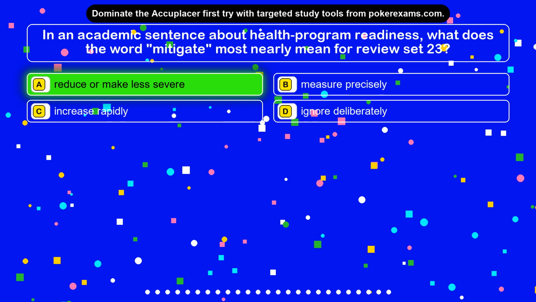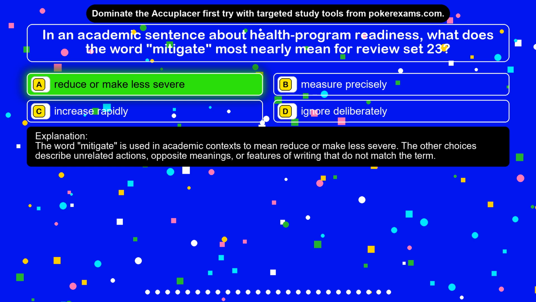The correct answer is option A. Reduce or make less severe. The word mitigate is used in academic contexts to mean reduce or make less severe. The other choices describe unrelated actions, opposite meanings, or features of writing that do not match the term.